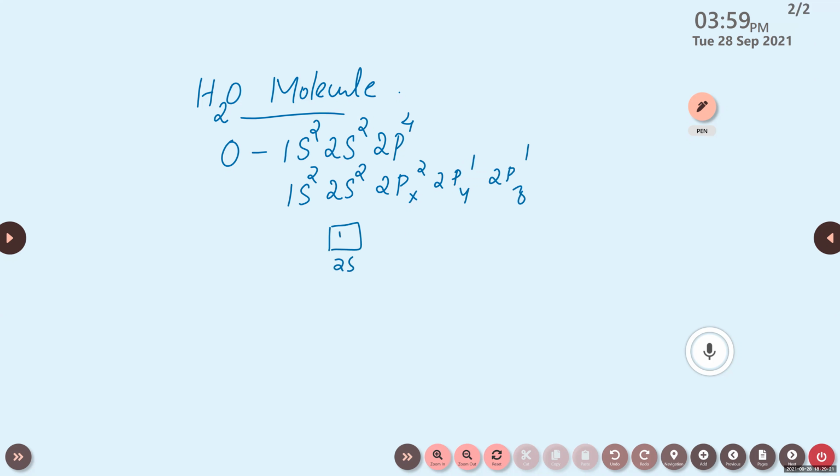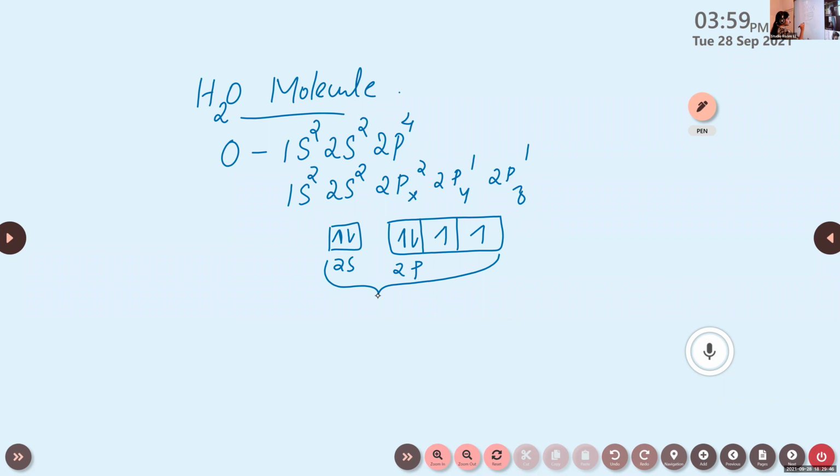Or the orbital diagram looks like this. In 2s, there are 2 electrons. Then in 2p, here there are 2 electrons, then 1, 1. This is 2p. Here also, the 2s and 3 2p orbitals combine together to form 4 sp3 hybrid orbitals.